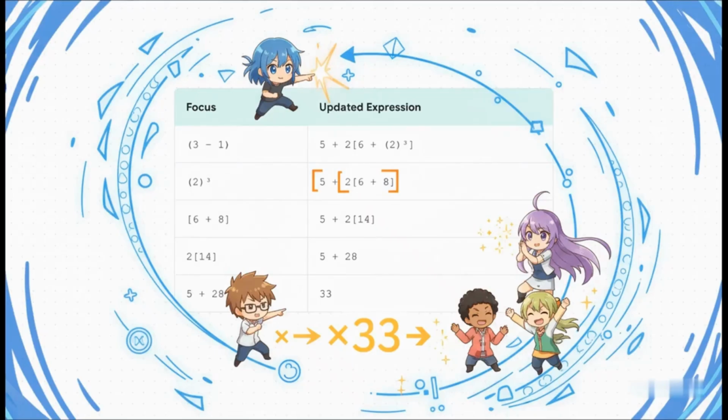This table is a perfect example of that inside-out rule. We start at the very center, 3 minus 1, which is 2. Okay, now we're still inside the brackets, so we handle the power next. 2 to the power of 3 is 8. Now we can finish what's in the brackets. 6 plus 8 is 14. Almost there. Next, we multiply 2 by that 14, which gives us 28. And the very last step, 5 plus 28 is 33.